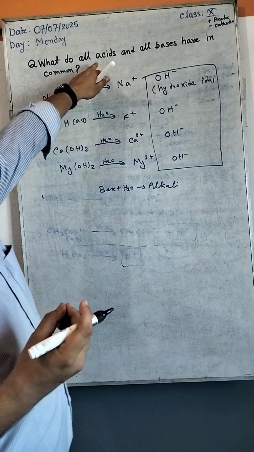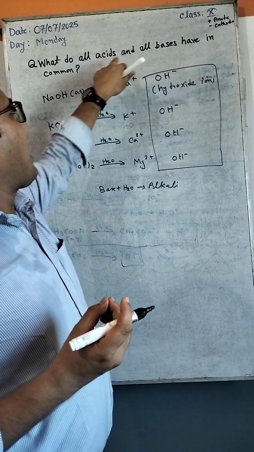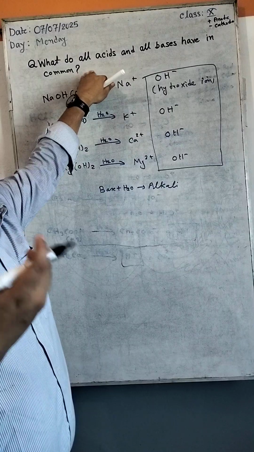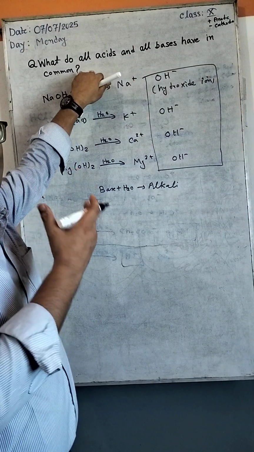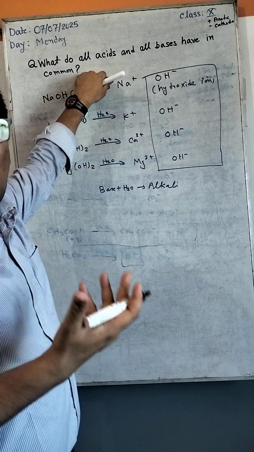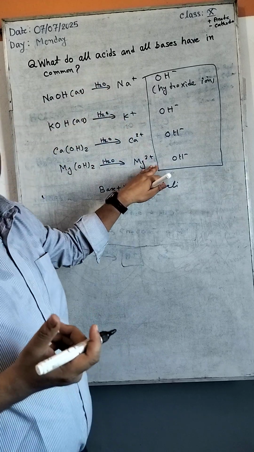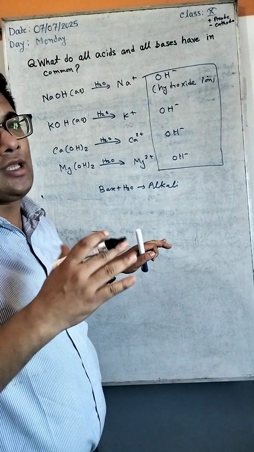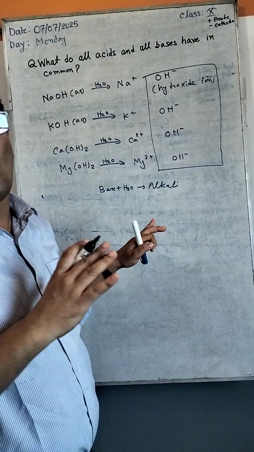So here you can see that all acids and all bases have something in common. What is common? All produce ions. In the case of acids, they form the cation, H plus ion, and in the case of bases, they form the anion, the hydroxide ion. So they conduct electricity. That is the common property.